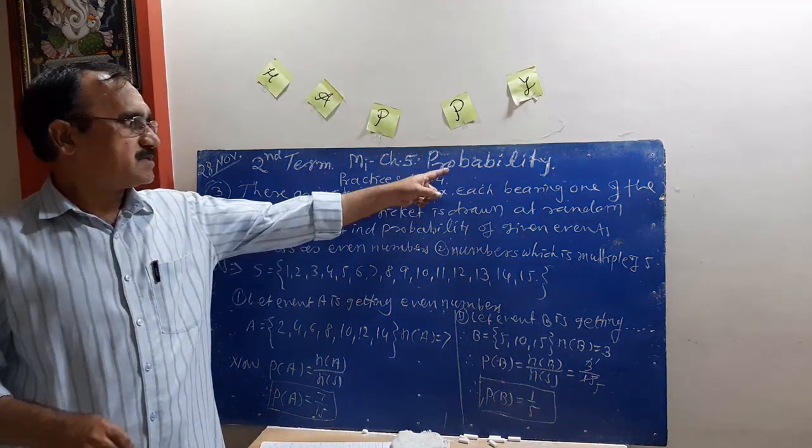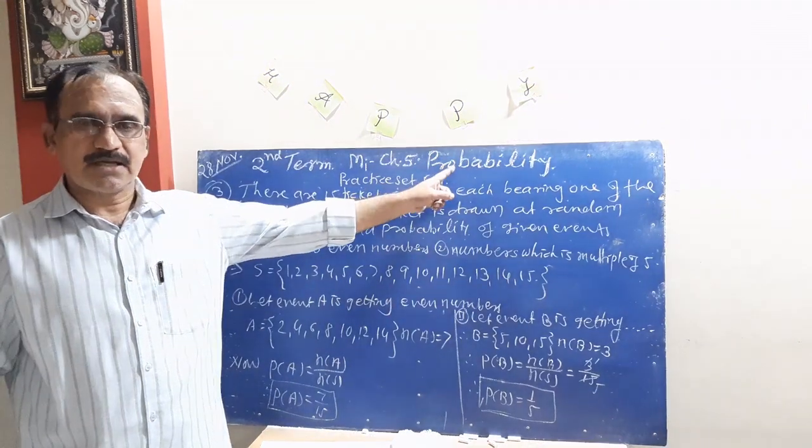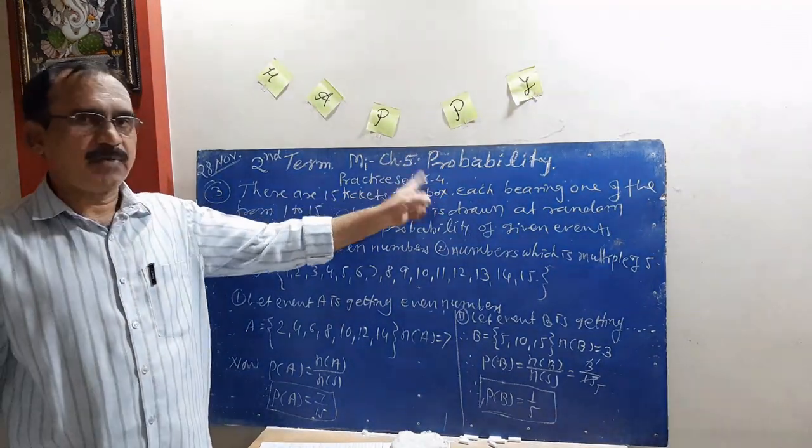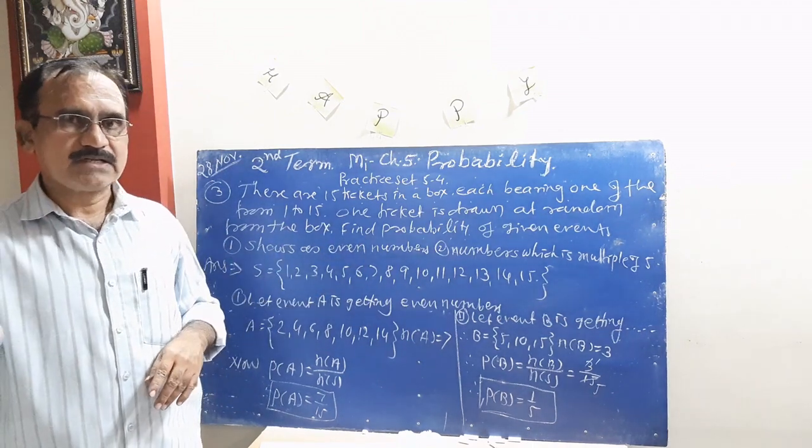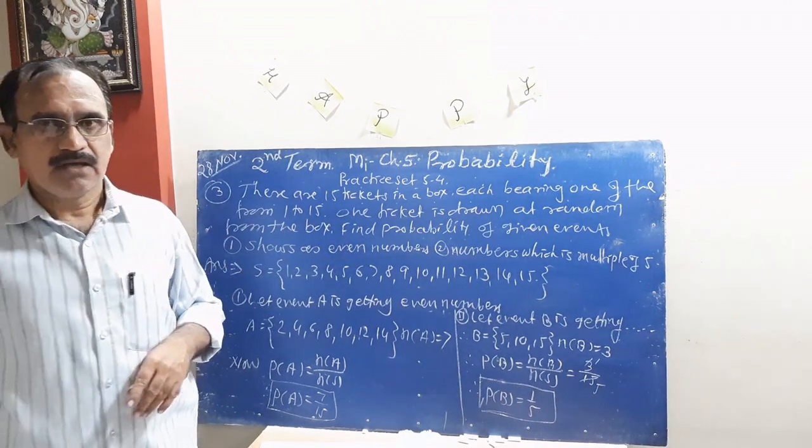That means this chapter, probability, is the last chapter of this maths part 1. That means our syllabus is over. Now next period we will start maths 2. Okay? Best of luck.